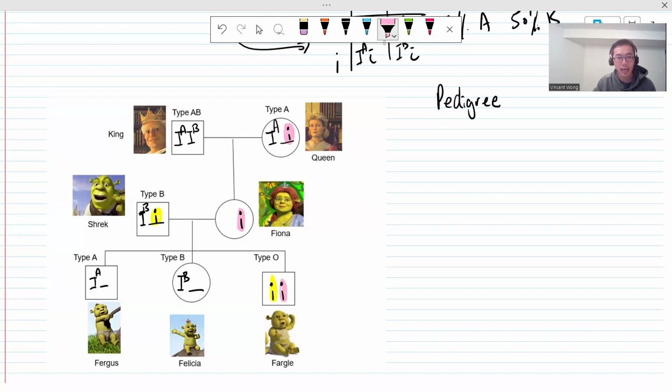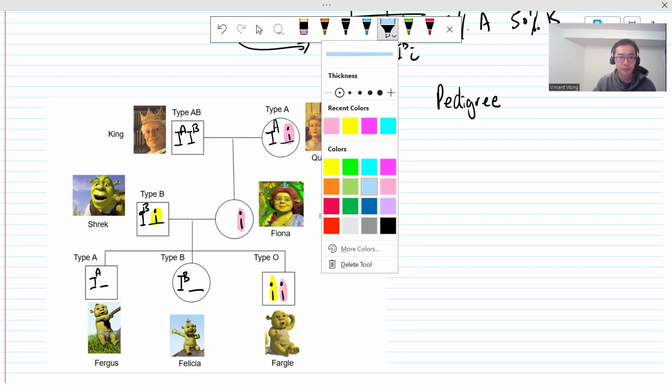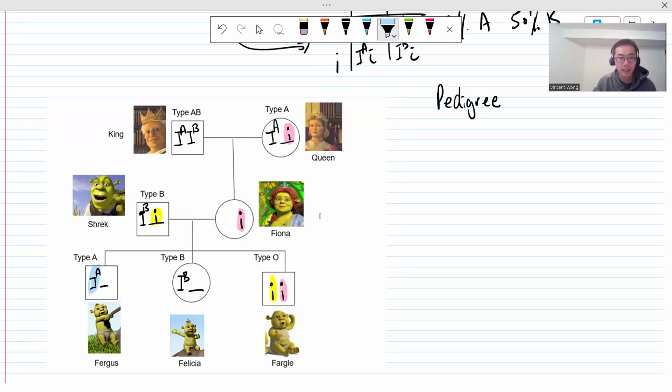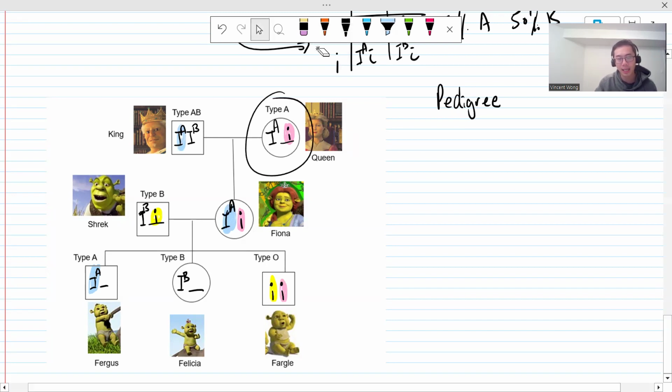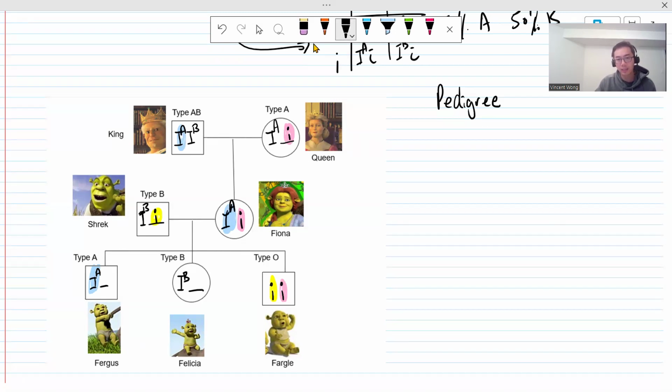Now let's take a look at Fergus here. Fergus has an IA. Now, where did the IA come from? Well, it's not Shrek for sure, because Shrek doesn't even have an A in his genome. So it must have come from Fiona. And in fact, we can say for certain that Fiona got the A from the king. Even though the mom also has an IA, she didn't pass it on. She passed on the small i instead.